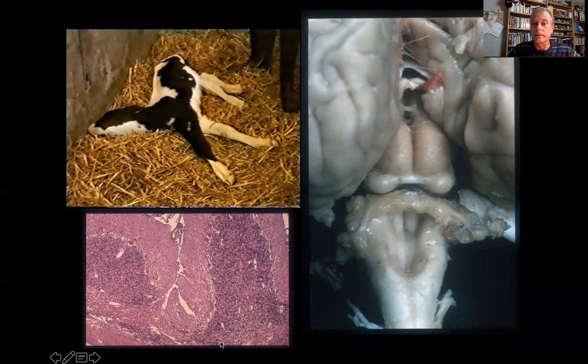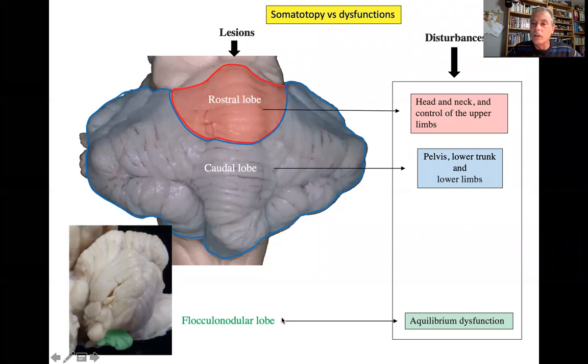So again, if we go back, we remember that lesions that affect the rostral lobe, okay, are going to show signs in the head, neck, and upper limbs. And if the lesion extends to the caudal lobe, signs appear in the pelvis, lower trunk, and lower limbs. Okay.